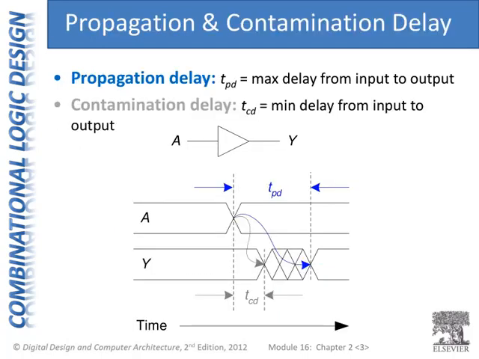And so we can break this delay down even further and talk about minimum delay and maximum delay. The maximum delay from an input changing to the output changing is called the propagation delay, or the way we write it, TPD. We also have a minimum delay, and we call that the contamination delay, or TCD. So let's look at how that looks on a timing waveform.